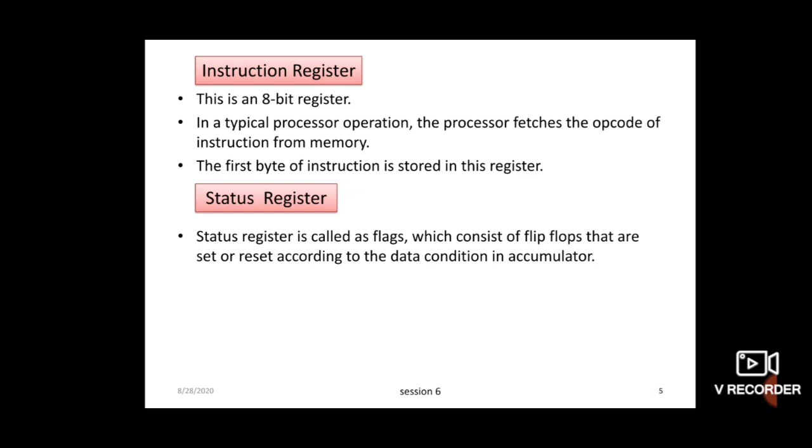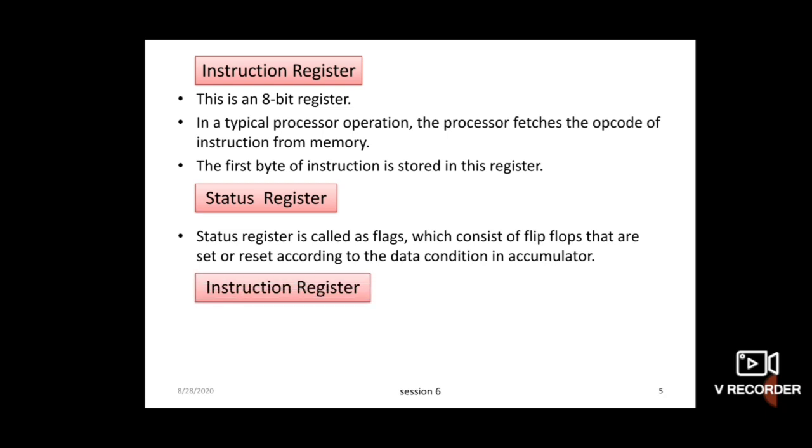Then in flags, what do you mean by flag? This topic we will see later. It consists of flip-flops that are set or reset, where set means 1 and reset means 0, according to the data condition in the accumulator. You know very well what the accumulator is. Data condition means whatever data is provided to the microprocessor; the status register is either set or reset, fully depending on your input data.